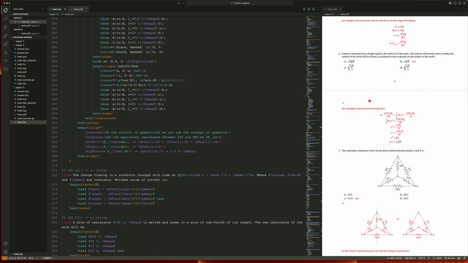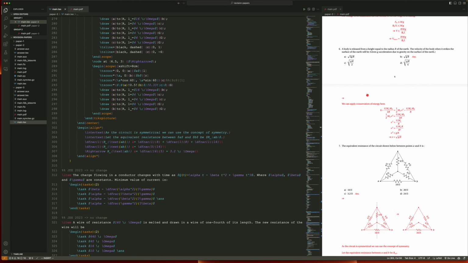And then question number 6 was a pretty easy one, from gravitation. So a body is dropped, or you can say released, from a height r from the surface of the earth, and we have to find out the velocity as soon as it reaches the ground. So we just applied the conservation of energy.